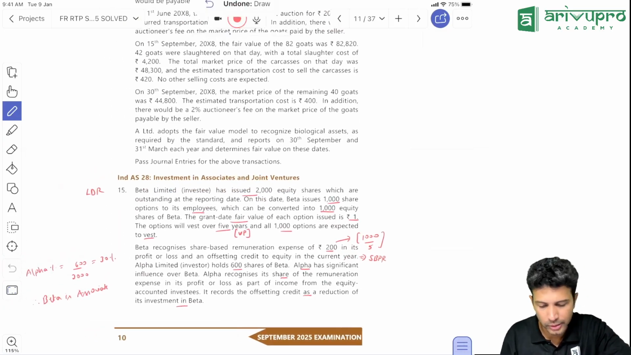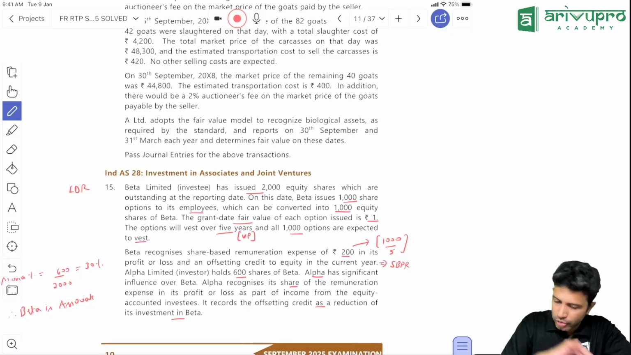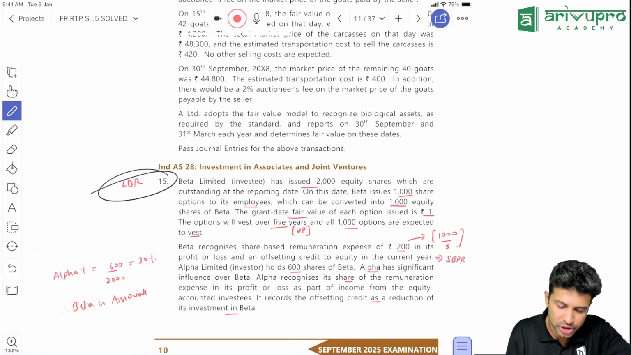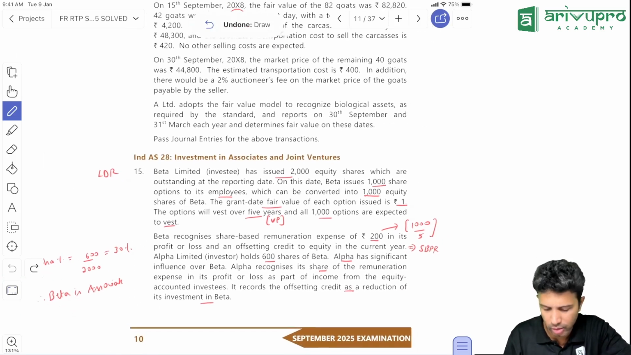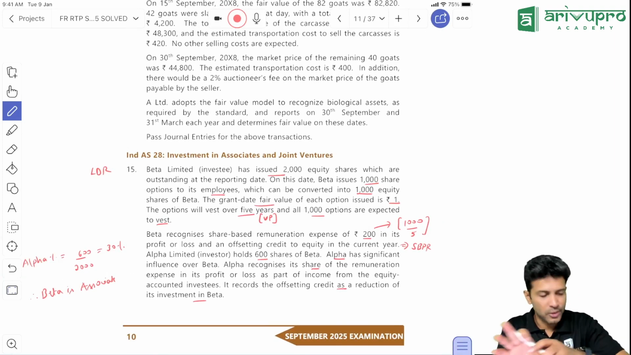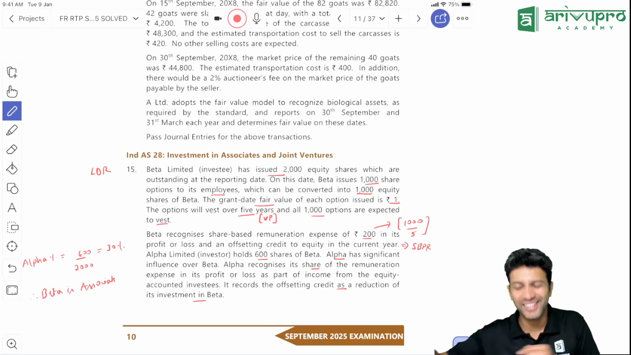Okay, this is one. The next question they're talking about is on Ind AS 28. I'll keep this question also as an LDR, a good question, easy only, but yeah, good. Let's review and see what we can learn from this particular question.